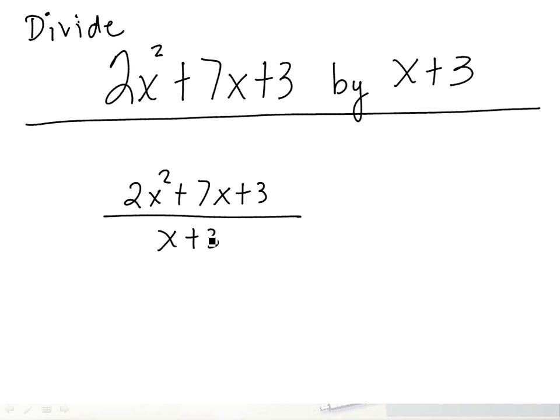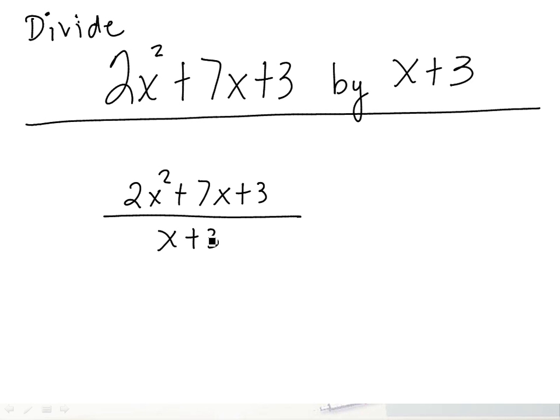Now we have come across problems like this before. This is simplifying a rational expression. What have we done in the past? What we've done is factor the numerator and factor the denominator and see what common factors were there, and we canceled those common factors out.